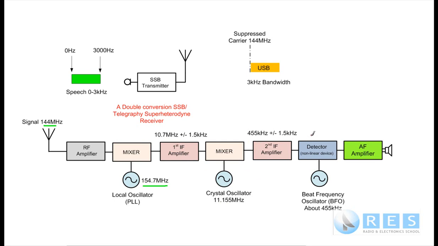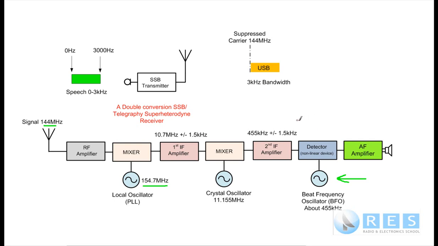Now, before, we had the carrier to mix or beat with the 455 kilohertz upper sideband signal. We don't have a carrier anymore, so we've now got to reintroduce the carrier with the BFO. So the BFO would be approximately on 455 kilohertz, which is where the carrier would be if it was still there.